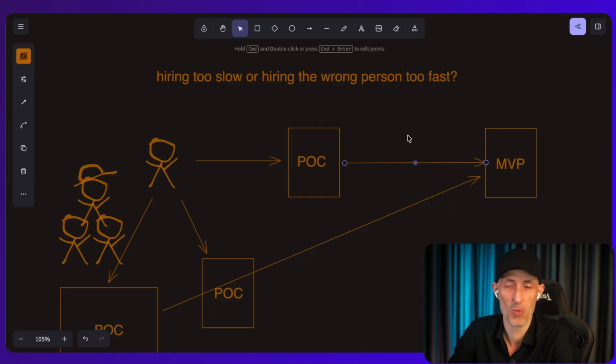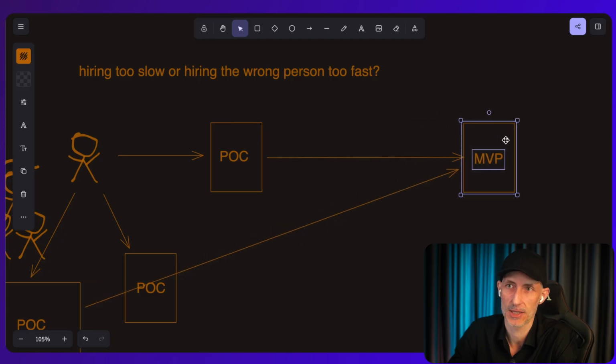Hiring too slow only means you're doing a couple of things yourself. You're wasting some time iterating. But then when you know what you want, you don't have a developer. So the only thing that can happen is this would take more time. I would always err on the side of hiring slower.